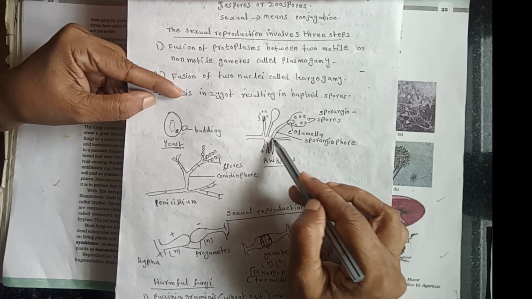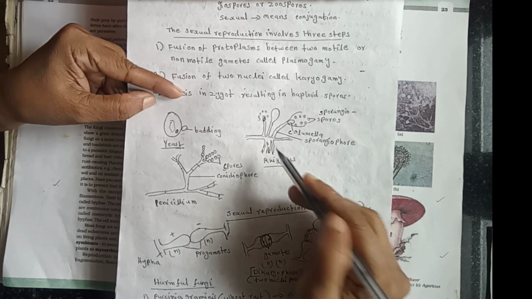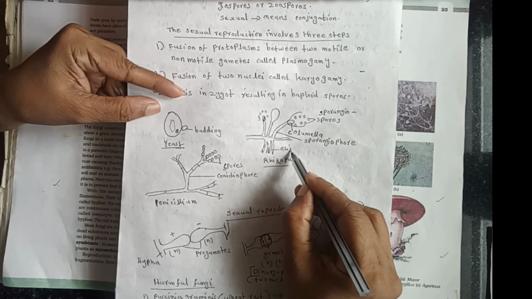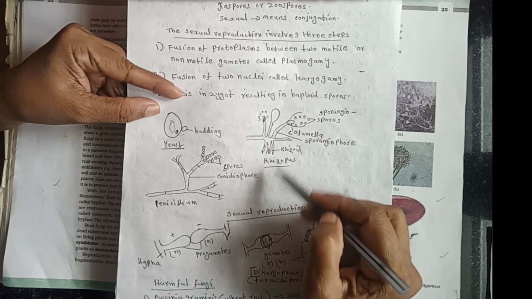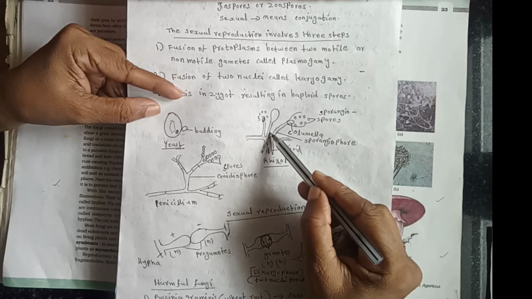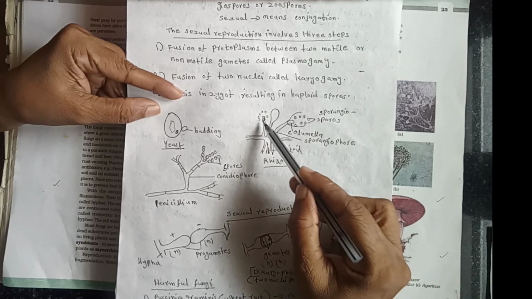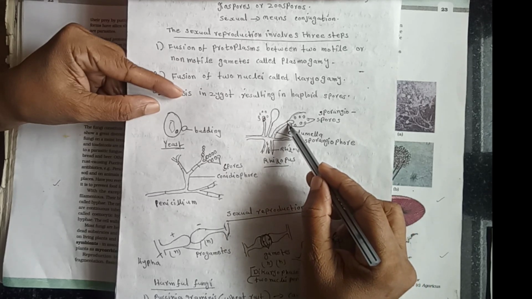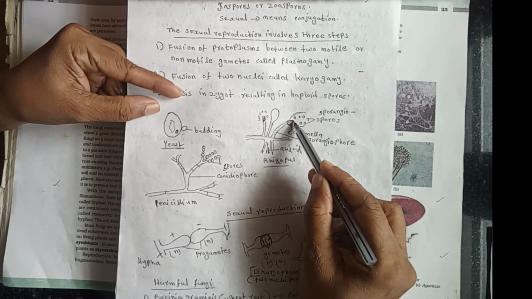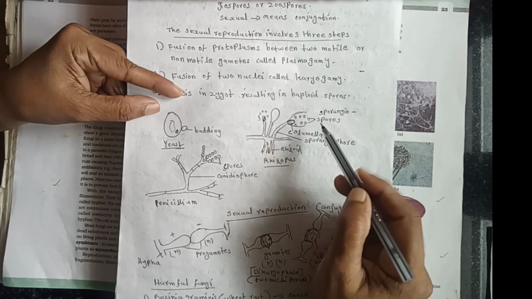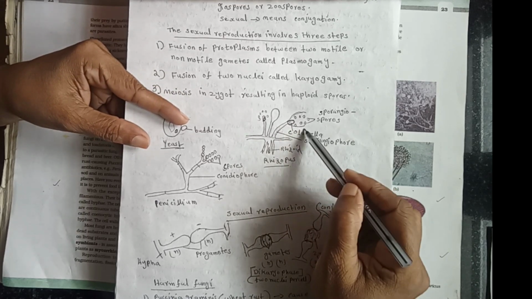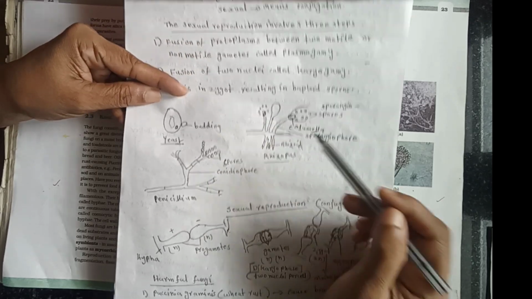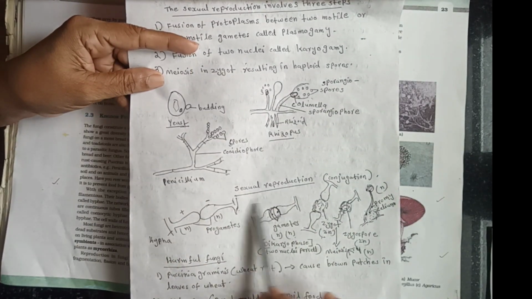This is the mycelial part. This is rhizoid, not root. Then these are sporangiophores. These are sporangium. This is a ruptured sporangium. A thick part is known as columella. These are the sporangiophores. This is the asexual mode of reproduction in Rhizopus. This is the sexual mode of reproduction in Rhizopus.